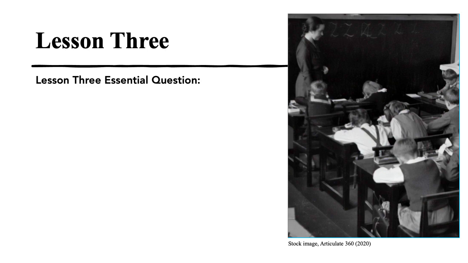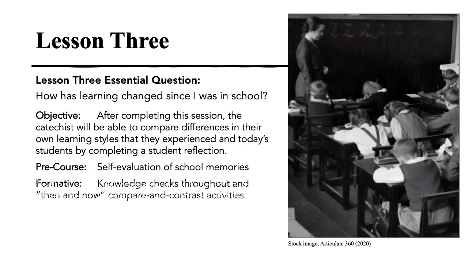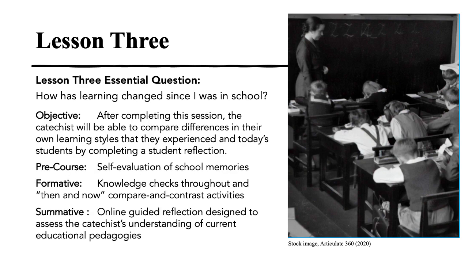After the previous 2 lessons, catechists should have a rudimentary understanding of christinus.com and Christ in Us Companion. So let's shift the attention to the classroom. The essential question for Lesson 3 is getting the catechist to think about how to approach the class. How has learning changed since I was in school? After completing the session, the catechist will be able to compare differences in their own learning styles that they experienced and those of today's learners.